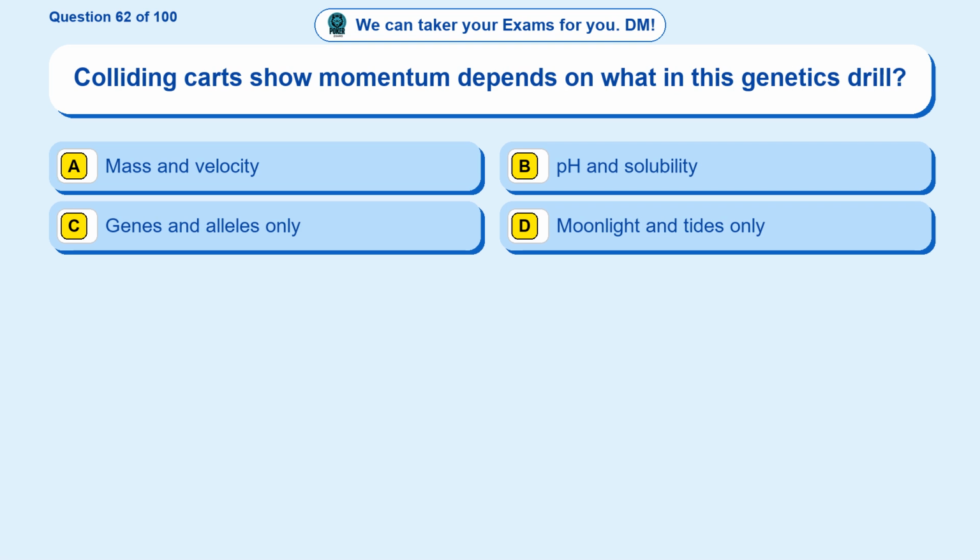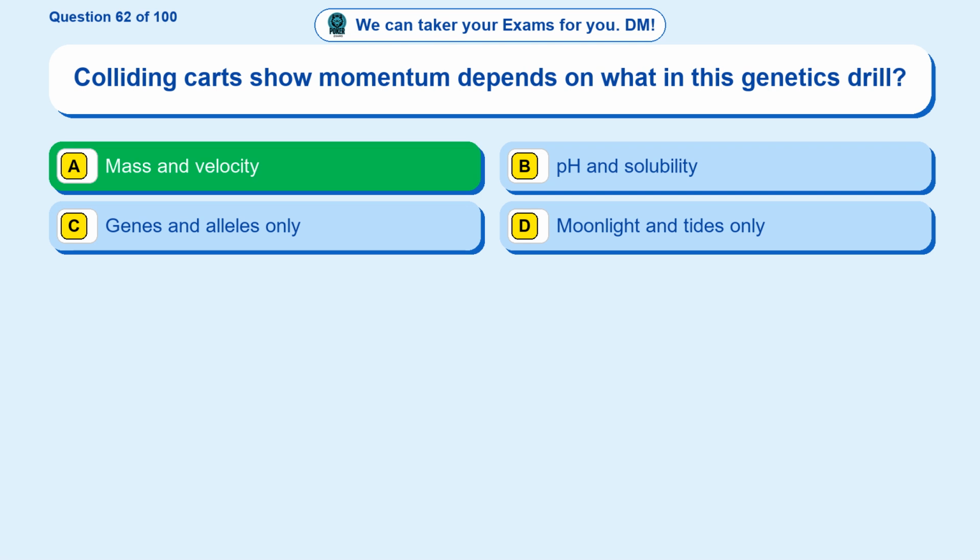Question 62. Colliding carts show momentum depends on what in this genetics drill? Option A, mass and velocity. Option B, pH and solubility. Option C, genes and alleles only. Option D, moonlight and tides only. The correct answer is option A.